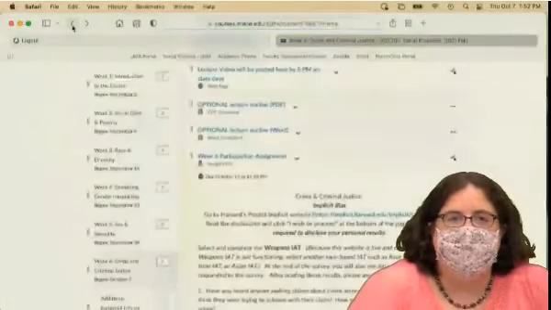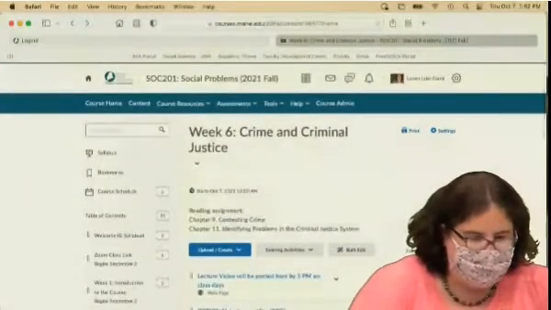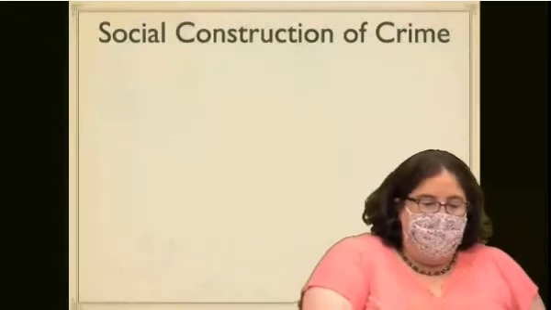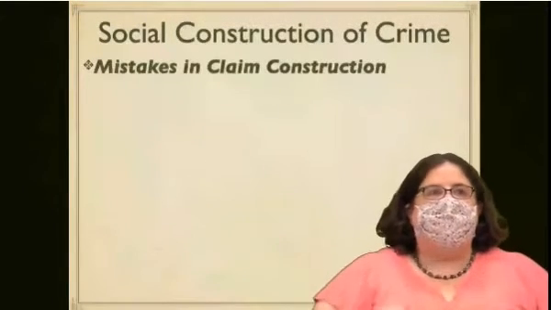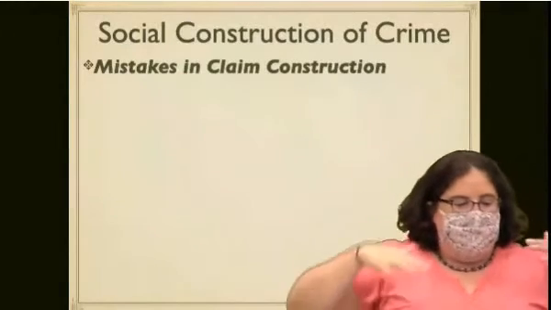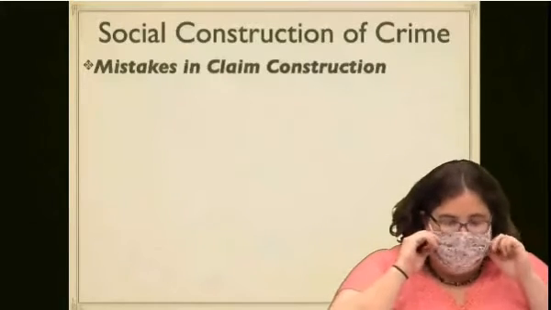All right. Back to today's thing and to the PowerPoint. So, one mistake that gets made in claims construction is this over-reliance on wounds and blood and violence and crime, right?